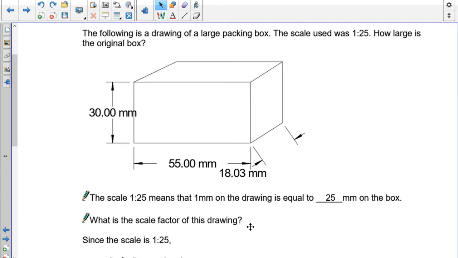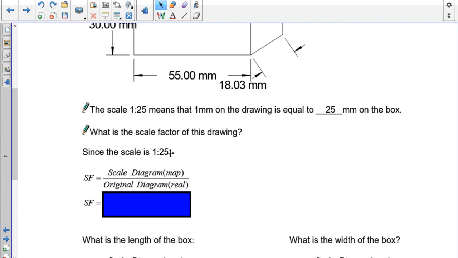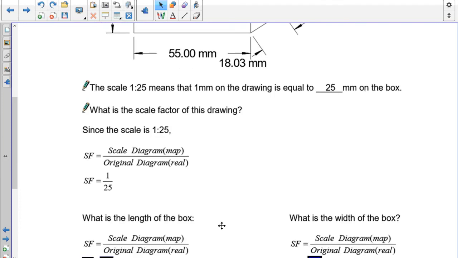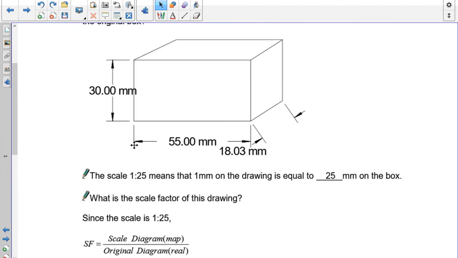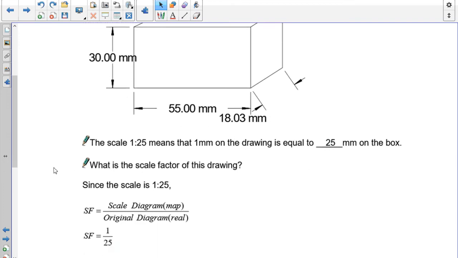So what is the scale factor? Well, the scale factor is 1 to 25, and with drawing to real, the 1 is on the top and the 25 is on the bottom. Now you could divide this out, or you could just leave it as a fraction. So what is the length of the original box? Well, my length here is 55 millimeters on the drawing. So I've got to figure out what 55 millimeters is after I apply a scale factor of 1/25 to it.